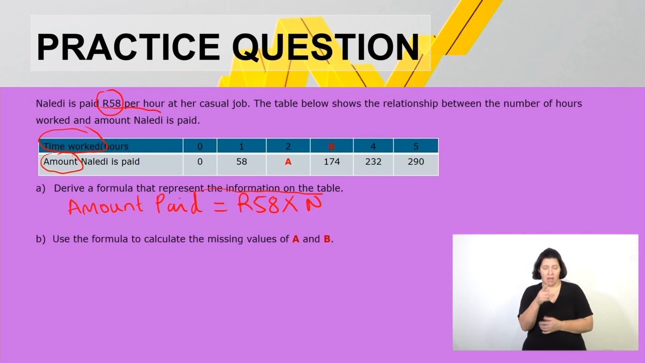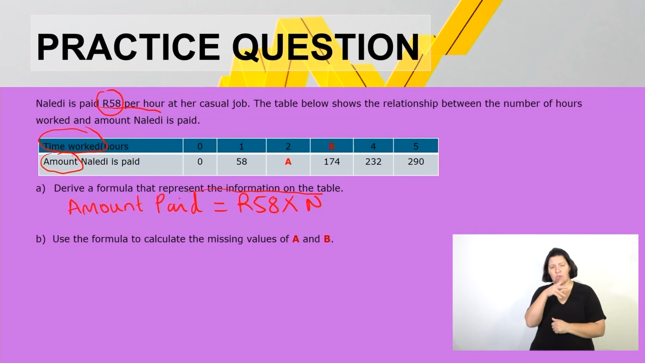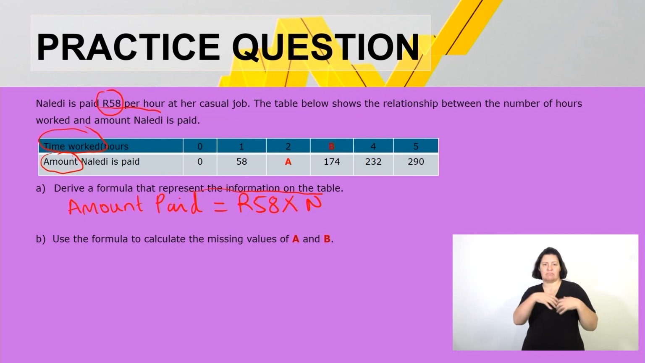Use the formula to calculate the missing value A and B. I am sure by now you are understanding how this follows. You get a table, you use that table to come up with a formula. Then from there, you will use the formula to calculate the missing values, and then it will lead to you drawing the graph.